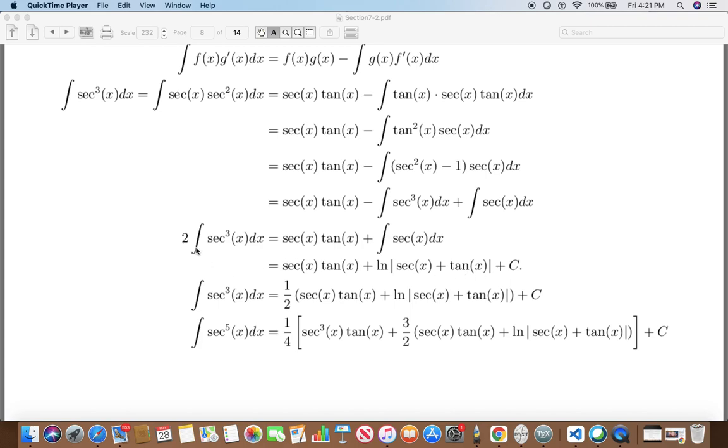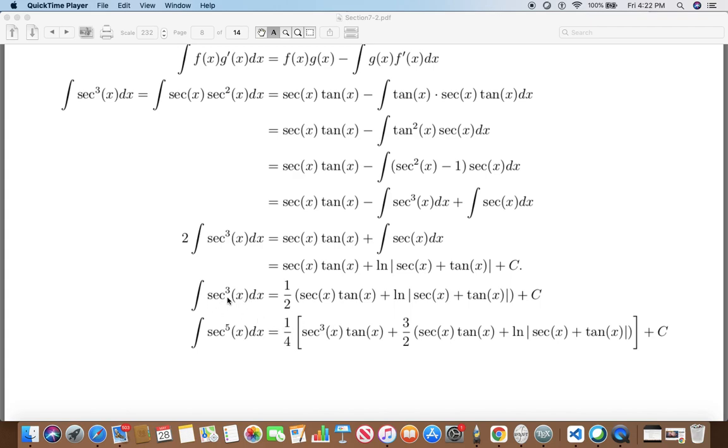So twice the integral of secant cubed x dx is secant x tan x plus natural log absolute value secant x plus tan x, plus a constant of integration. Bring the 2 over, so the integral of secant cubed x dx is half of the entire thing plus a new constant. I call it c again. Okay, it's a new constant of integration.